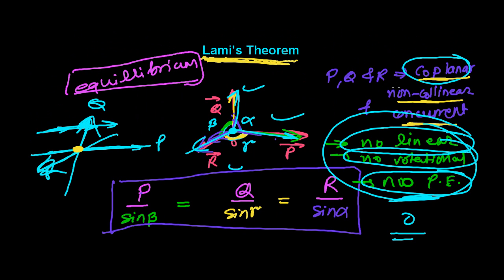Once again, Lami's theorem says that if three forces which are coplanar, non-collinear, and concurrent are in equilibrium, then each force is proportional to the sine of the angle opposite to it, between the other two forces. If I'm talking about the force P, then the other two forces are Q and R, so it will be proportional to the sine of this angle, which is beta. So P over sine beta, similarly Q over sine, R over sine. This we're going to prove.